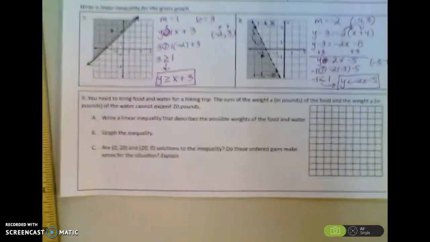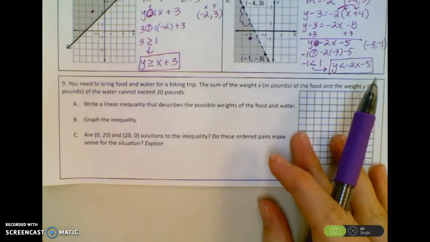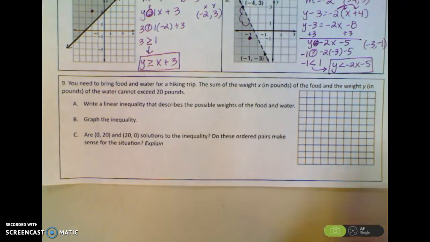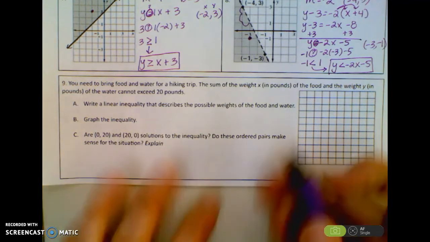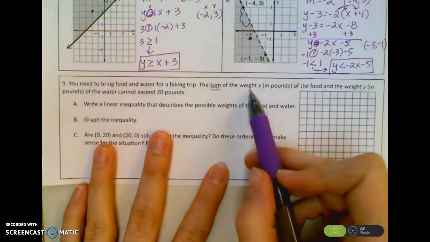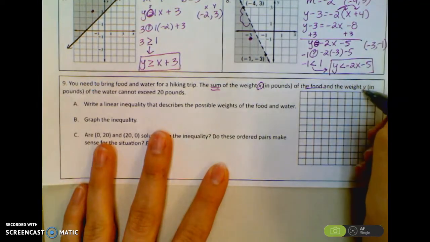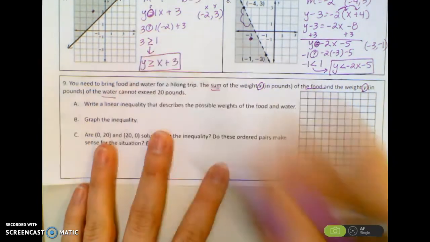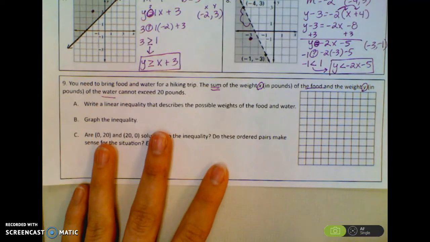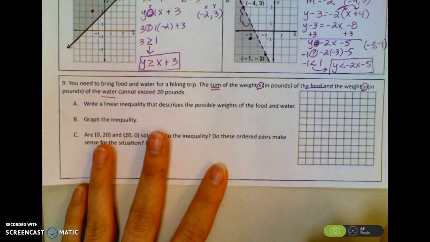All right, one more thing, and that is our word problem. Of course, we've got to do a word problem for this. So we have a hiking trip we're going to go on. You need to bring food and water for the hiking trip. The sum of the weight in pounds of food, so the weight of food is X, and the weight of water is Y, cannot be more than 20 pounds. That will be too heavy for us to carry.